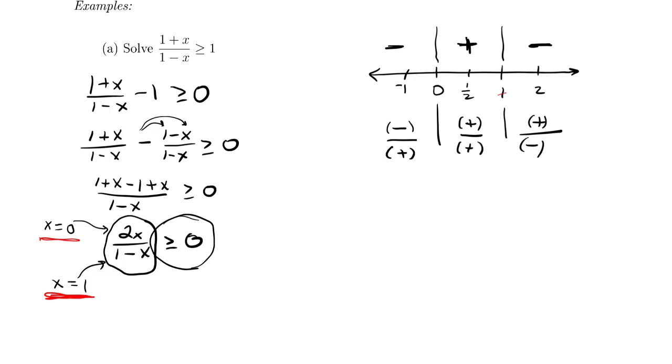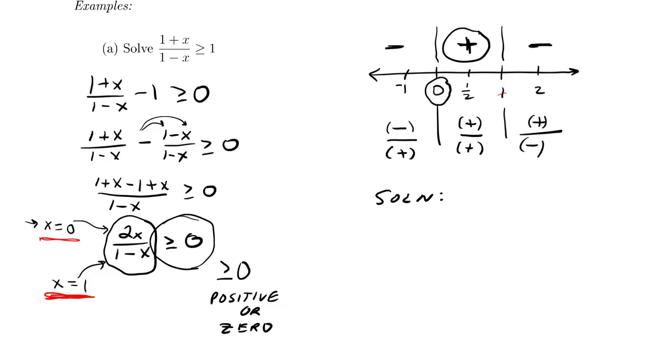So then I go back. What did I want? I wanted greater than or equal to 0. So that means I want positive or 0. Here is where it was positive. I'm going to take that region, and then I want to know when it was 0. So I'm going to take the 0 breakpoint, because that's when the numerator was 0. I'm not going to take the 1, because that's what made the denominator 0, and that can't be part of my solution. All right, so I'm ready to give my solution.